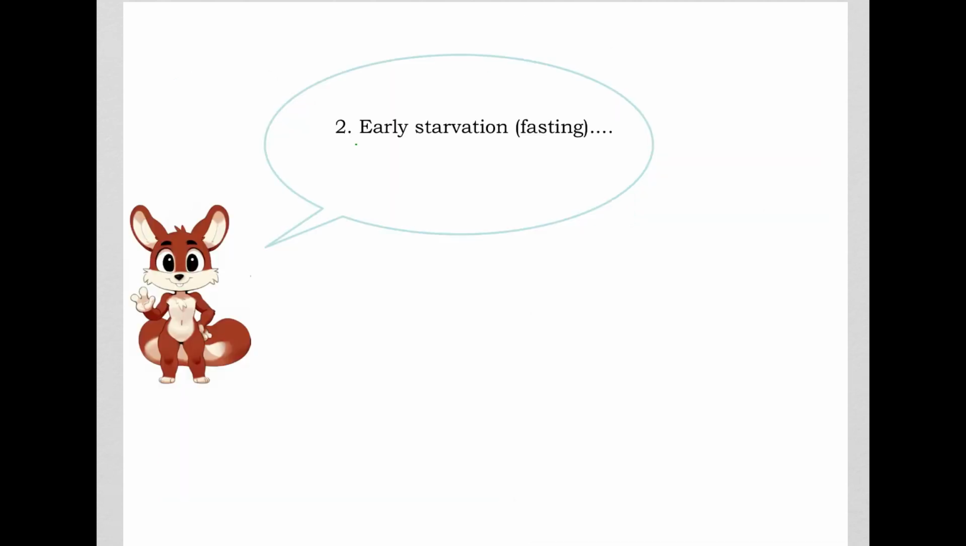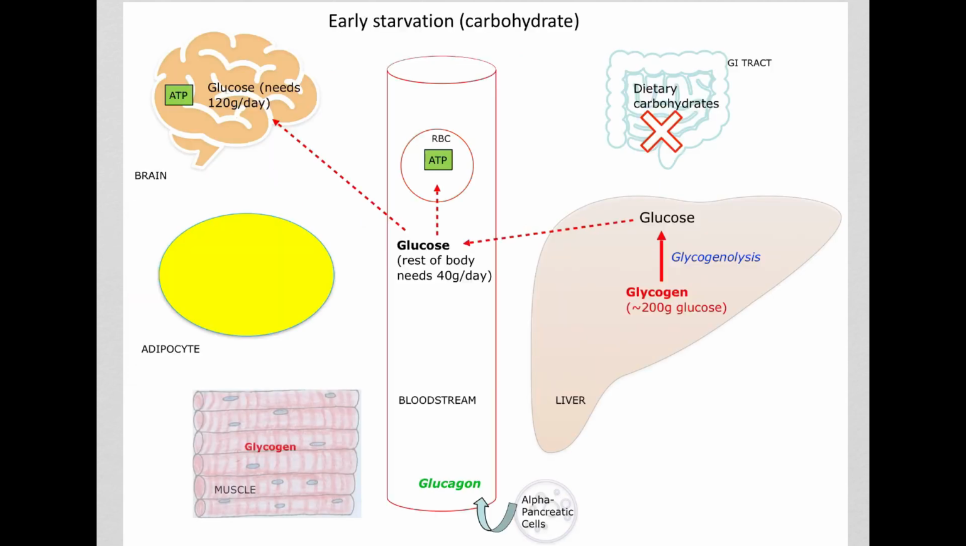Okay, so what about early starvation or the fasting state? Probably the best example is, let's say, 2 or 3 o'clock in the morning when you are fast asleep. Now recall from an earlier video that red blood cells can only get their energy, their ATP, from glucose. The brain gets 80% of its ATP from glucose. So it's very, very important to have an optimum level of glucose in your bloodstream.